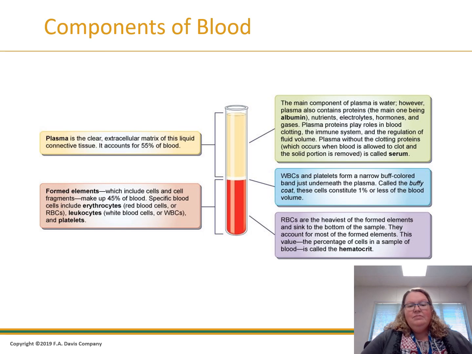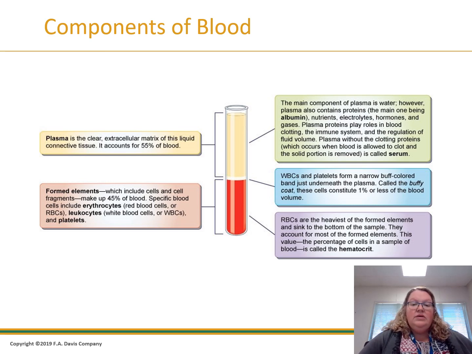All right, so our blood is mostly made up of plasma: 55% of our blood is plasma, whereas the other 45% is the rest of it, right? Our red blood cells, leukocytes, and platelets. I just explained those, but the main component of plasma is water.